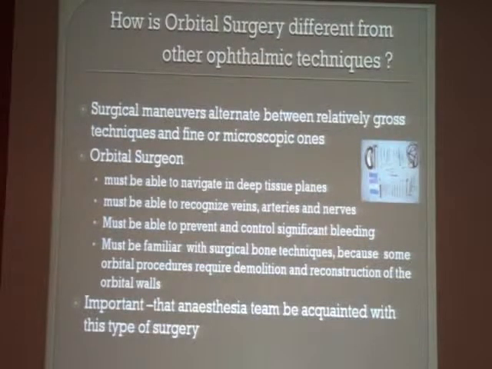And here it is important that the anesthesia team should be acquainted with this type of surgery, so that they keep the patient in a low hypotensive condition during the surgery.